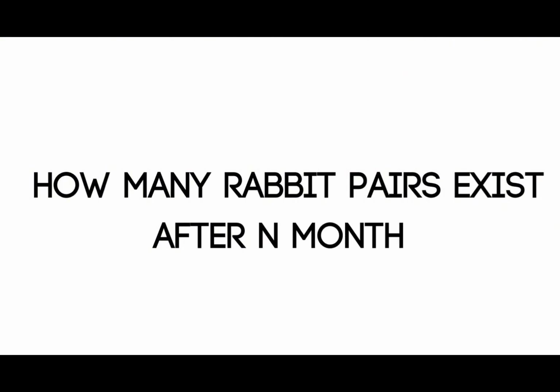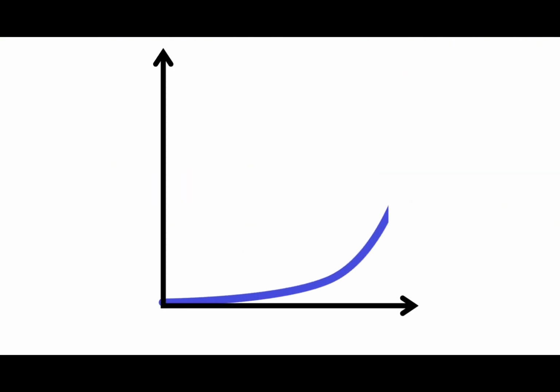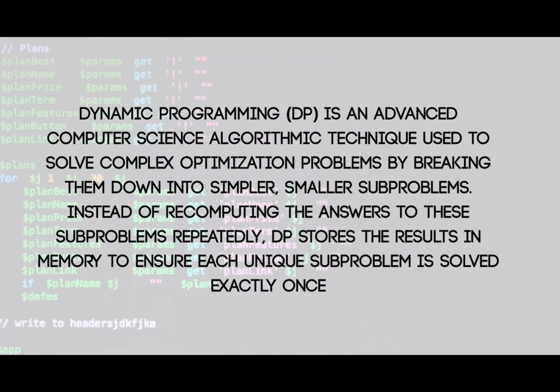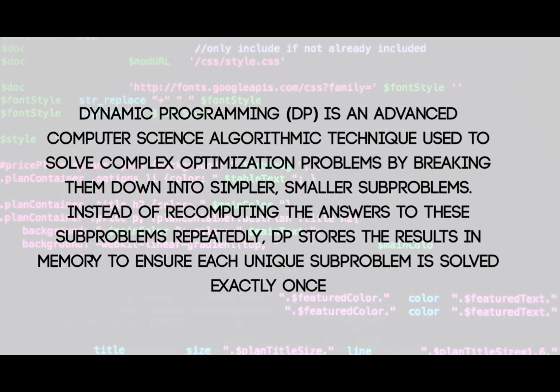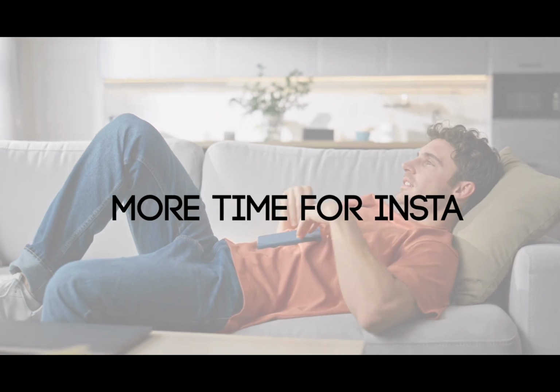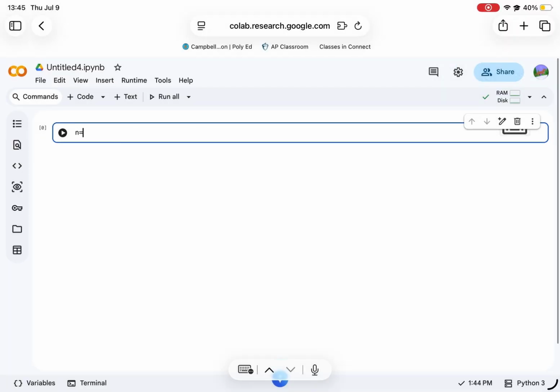At first, this sounds like an ordinary biology question. But as the number of months grows, the population explodes, and calculating everything by hand becomes slow and repetitive. Instead of recomputing the entire population every month, we use dynamic programming. Dynamic programming is a computer science technique that stores previous answers so they can be reused instead of calculating again. Let's look at the code.